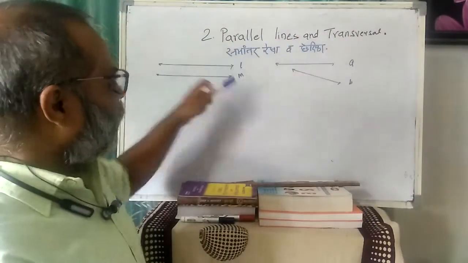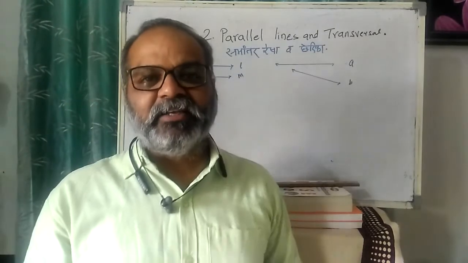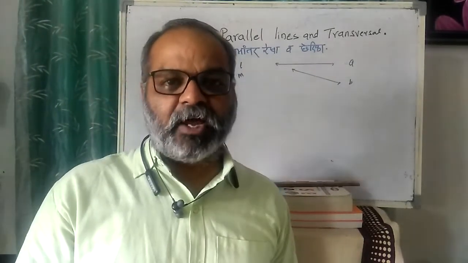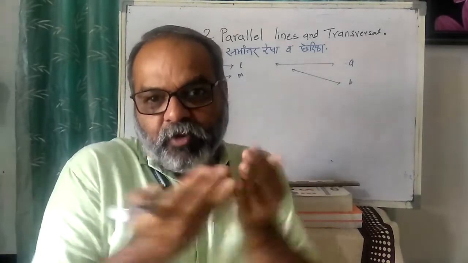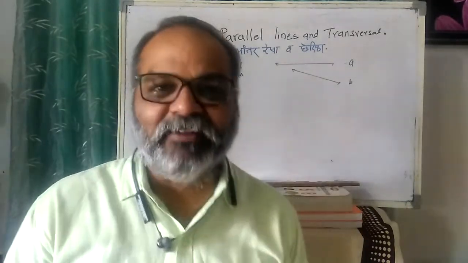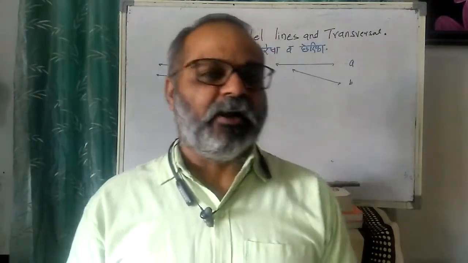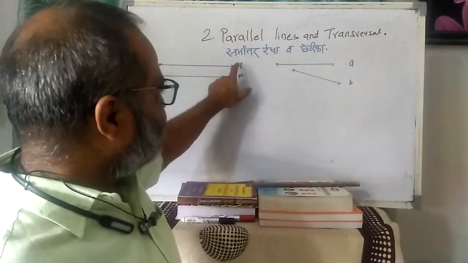So I have drawn here two lines. One line is L, second line is M. So you know what is the meaning of line. It is an infinite number of points; when you join them together, it forms a line. And in this place there are two lines, L and M.